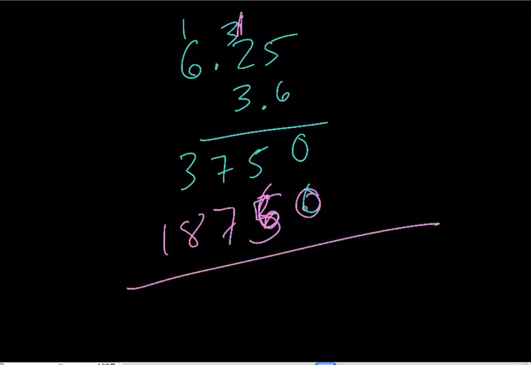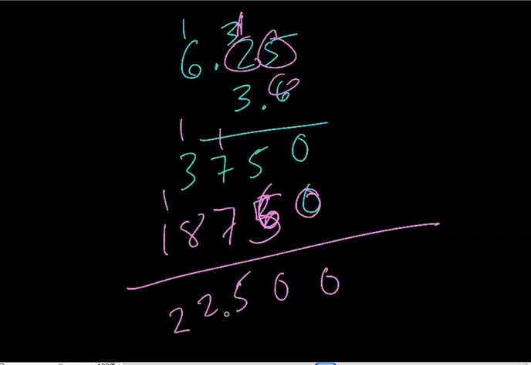And I'm going to add these guys together. 0 and 0 make 0. 5 and 5 make 10. 7 and 7 make 14, plus 1 is 15. 8 and 3 make 11, plus 1 is 12. And I get 22500. 1, 2, 3 behind the decimal. And I get 22.5 is p.